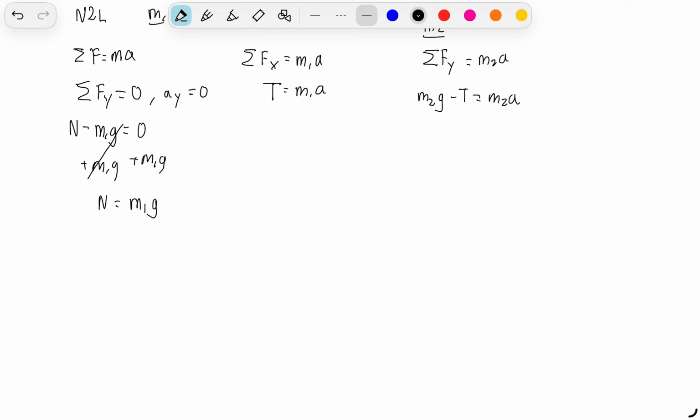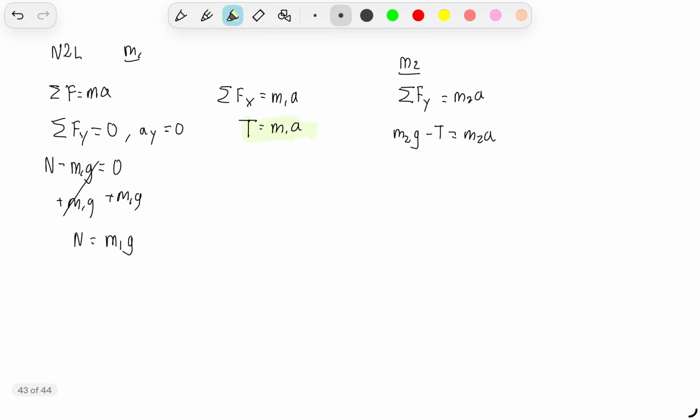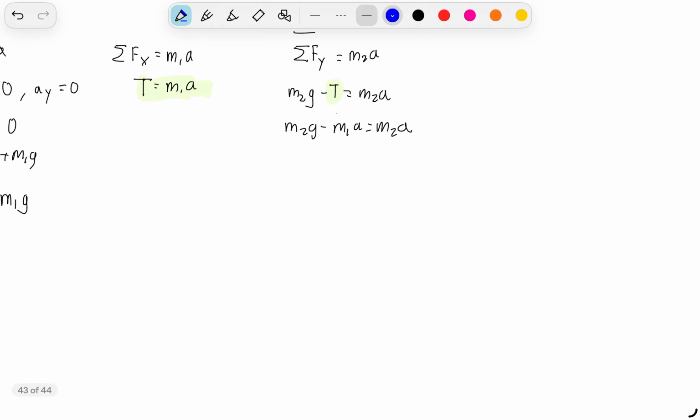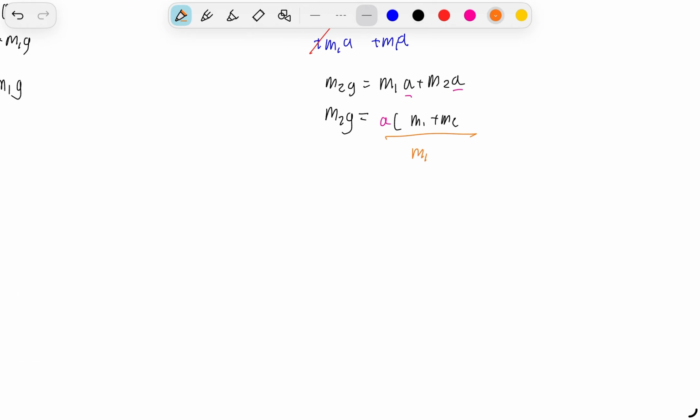We already have the formula for tension from the cart's equation right here. So we can take this and substitute it into our hanging mass equation right here. If we do that, we get M2g minus M1a is equal to M2a. After this, all you do is add M1a to both sides, and that cancels out. We get M2g is equal to M1a plus M2a. This allows us to factor out the acceleration. So we have a times M1 plus M2 is equal to M2g. Now all you do is divide both sides by M1 plus M2.